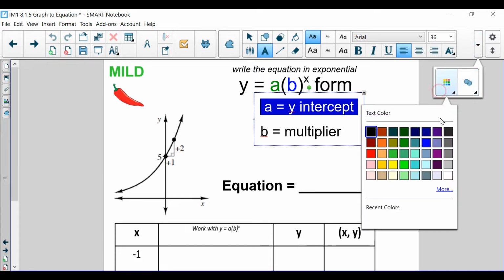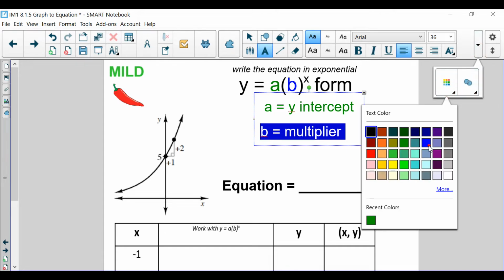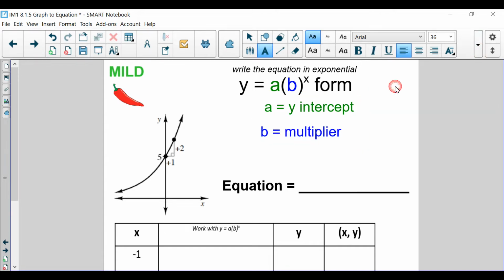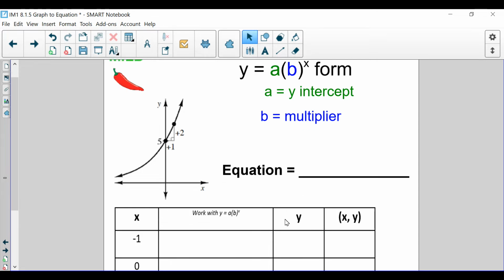Now, when we're doing this, I'd like you to attempt the problems first, and then when you're ready, go ahead and go over the solutions with me. So pause the video right now to try it on your own, and then when you're ready, we're going to talk about it together. All right, everybody, welcome back.